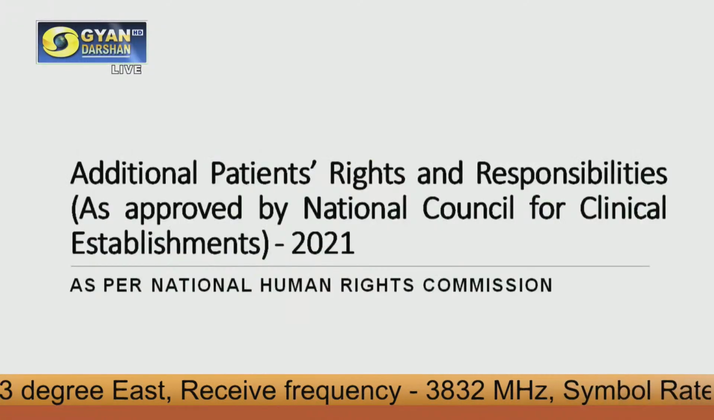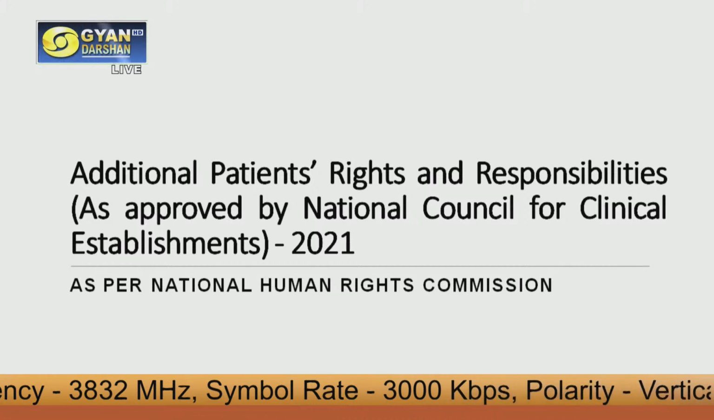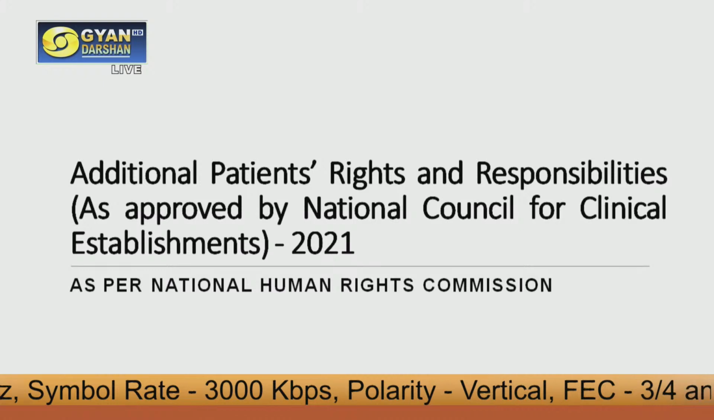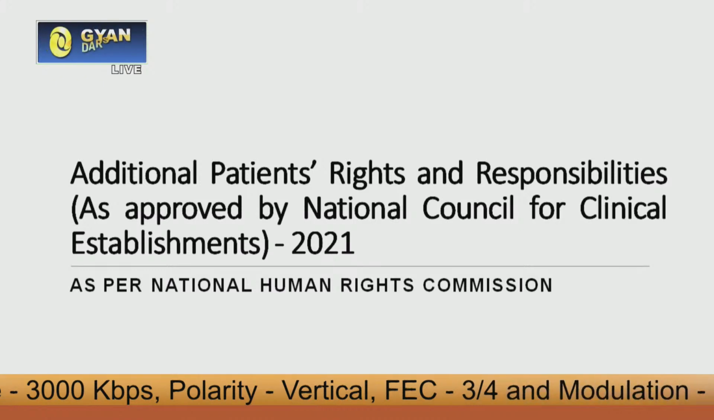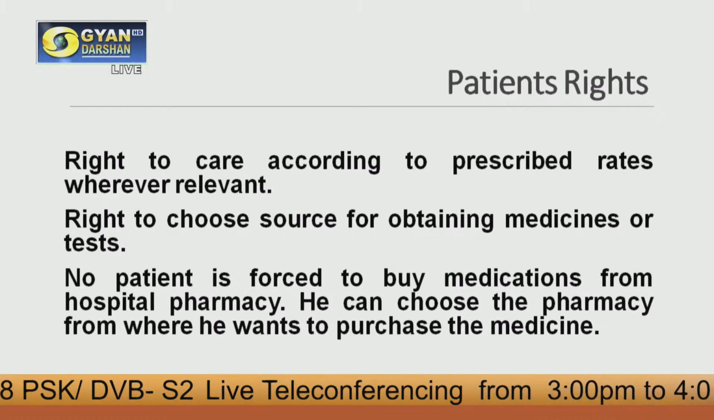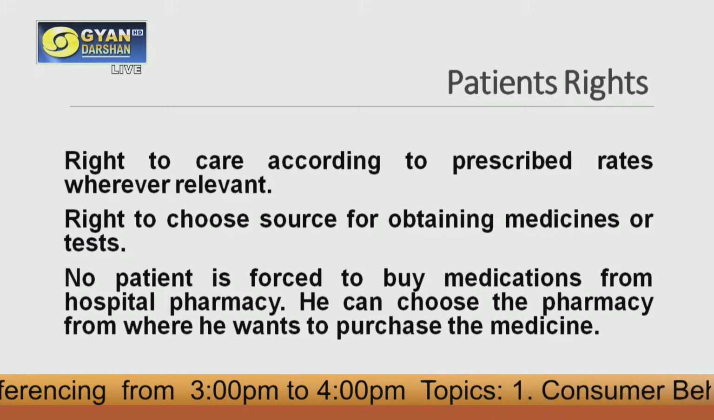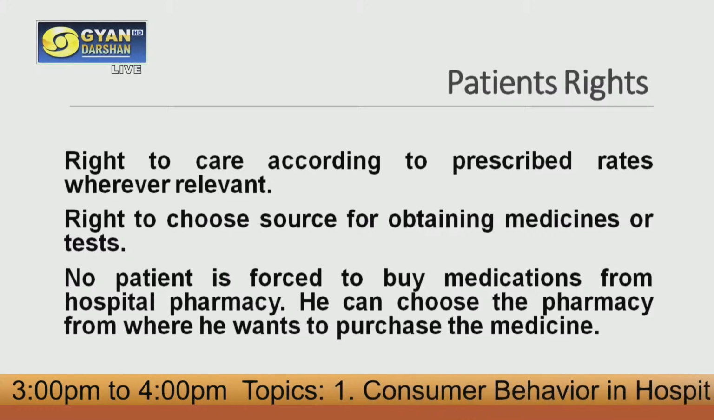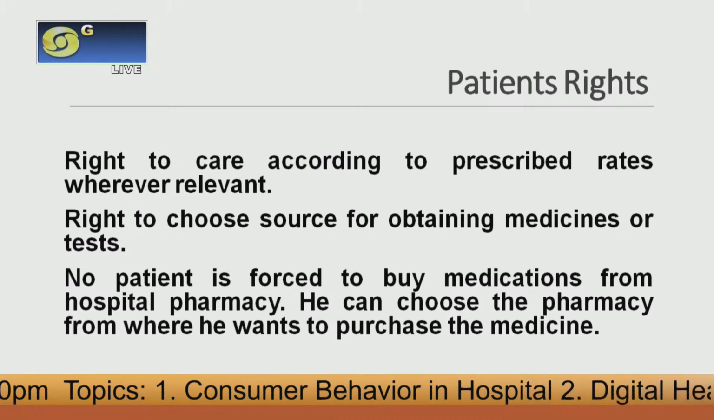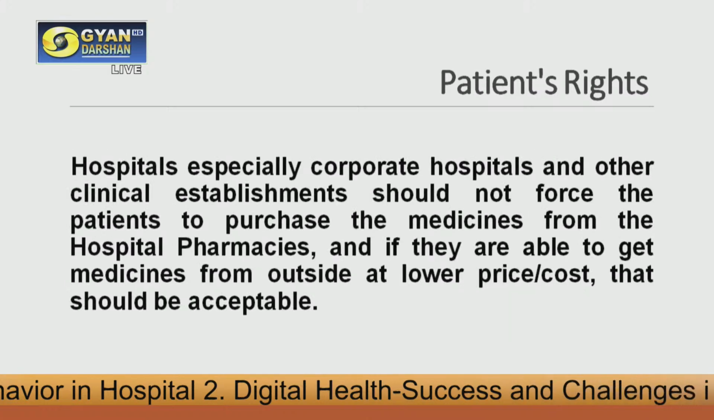There are certain additional patients' rights and responsibilities as per the National Council for Clinical Establishments and as per the National Human Rights Commission. They are the right to care according to prescribed rates wherever relevant, and the right to choose the source for obtaining medicines and tests. No patient is forced to buy medications from the hospital pharmacy. He can choose the pharmacy from where he wants to purchase the medicines.